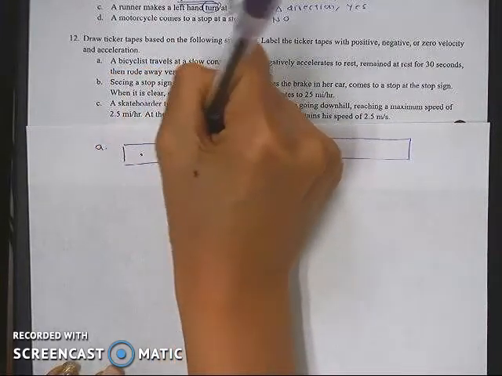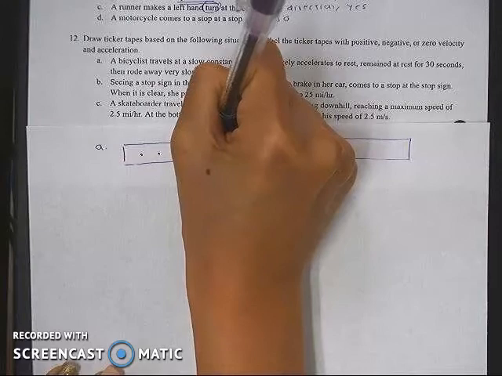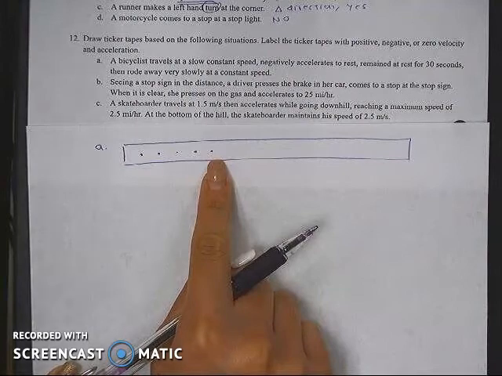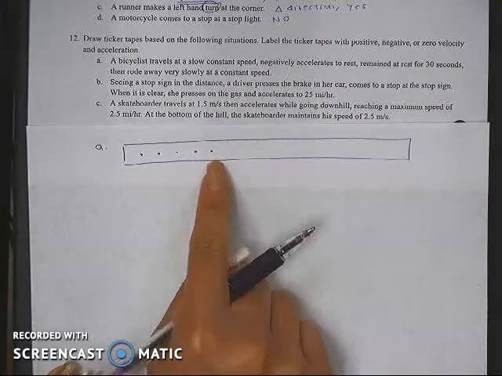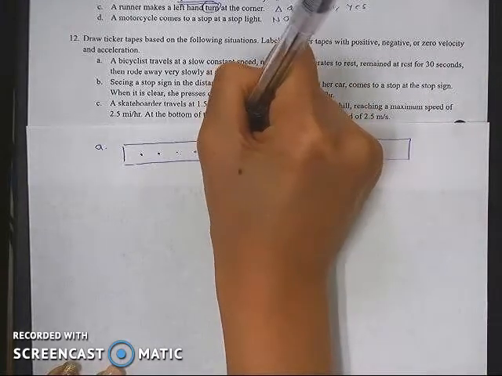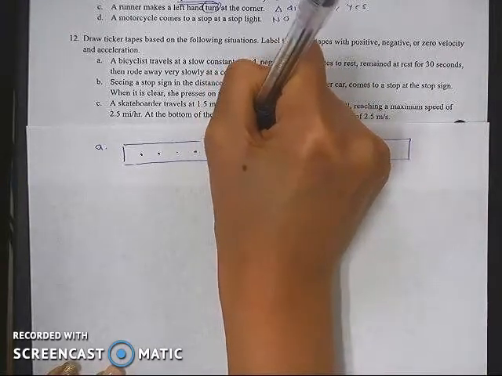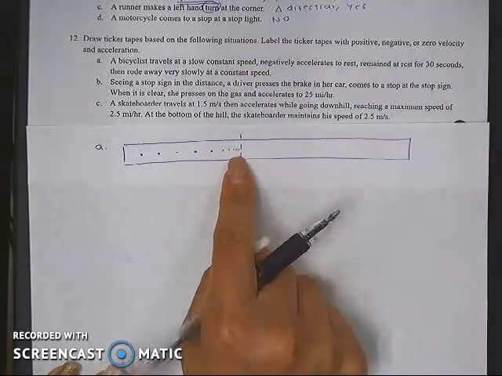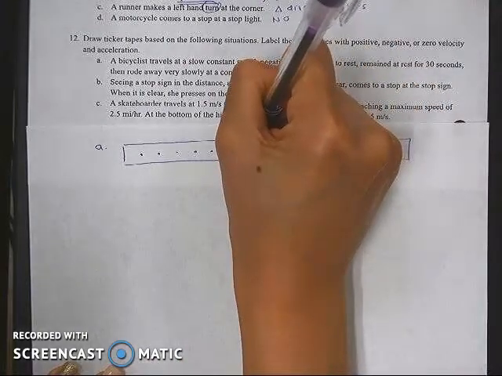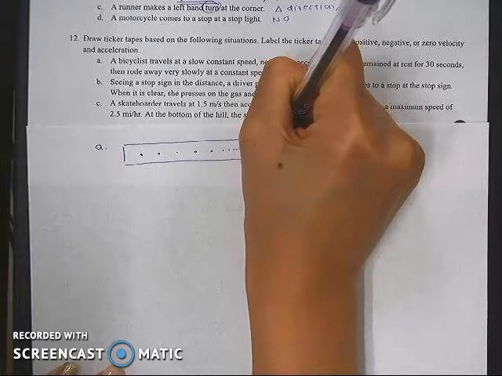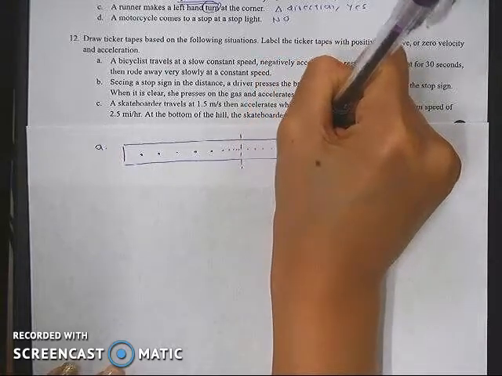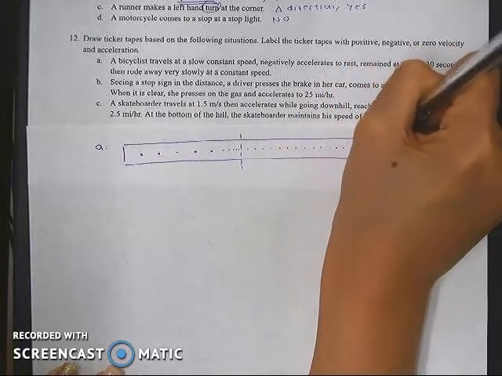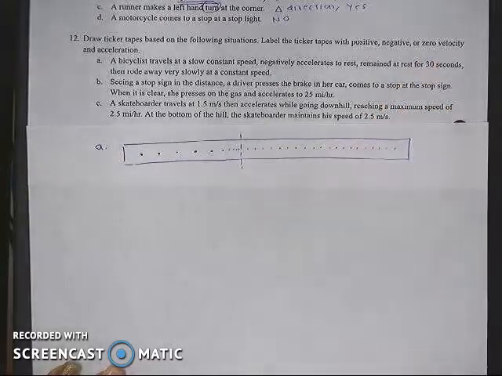Okay, so we're going to do evenly spaced dots, and they're kind of close together because it's slow. And then that bicyclist is going to negatively accelerate to rest. So it's going to slow down to rest, so the dots are getting closer together. Okay. It's going to rest for 30 seconds, and then they ride away very slowly at a constant speed. So I'm going to make the dots even closer together and evenly spaced. Perfect, all the way to the end.